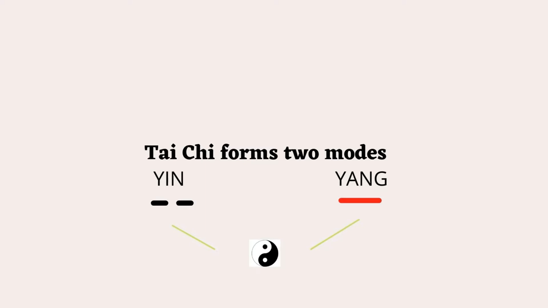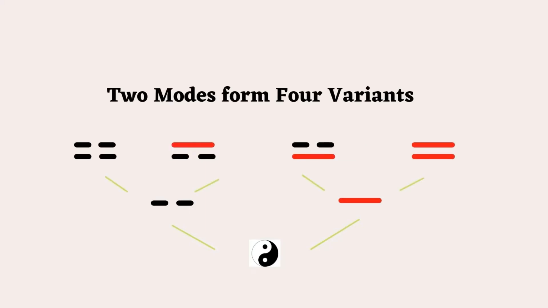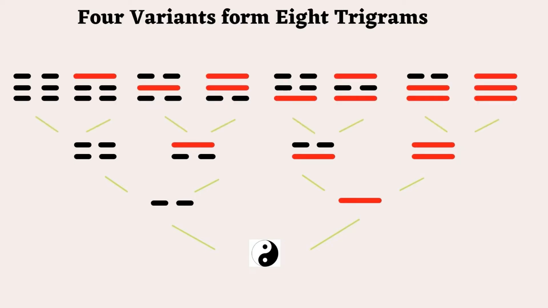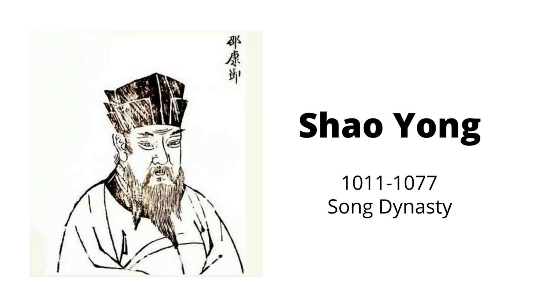Tai Chi forms two modes. Two modes form four variants. Four variants form 8 trigrams. Shaoyong, a great Chinese cosmologist, numerologist, and philosopher in the Song dynasty, used his mathematical method to further elaborate on the strong bond between the Yellow River map and the Fuxi 8 trigrams. How did he prove it?